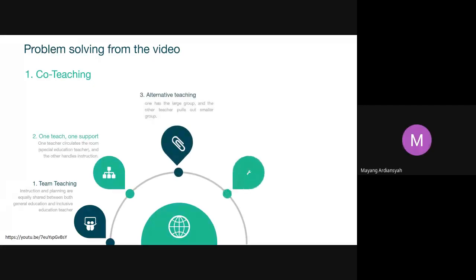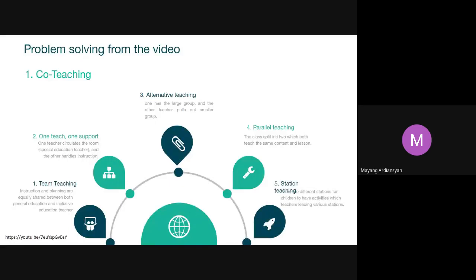Okay, so this is the third point, problem solving from the video. Regarding the lack of teacher skills in inclusive education, we got some points from the video that can be used as a solution to this problem. The first point is co-teaching. Here are several models of teacher teaching methods that can be implemented in inclusive classes.